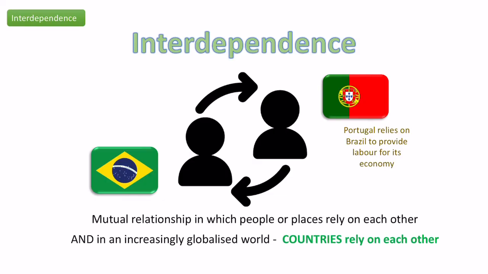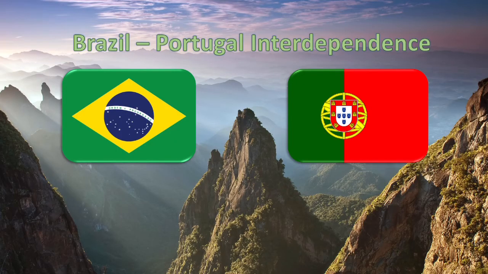Portugal could rely on Brazil to provide labour in the form of migrants to help run its economy. But equally, Brazil relies on that money sent back from migrants in the form of remittances to fund its entire economy. We can see, therefore, there is a mutual relationship where they're relying on each other for different things, and they can therefore affect each other. So I'm going to talk about this now in actual examples relating to the Brazil case study, starting with Portugal.